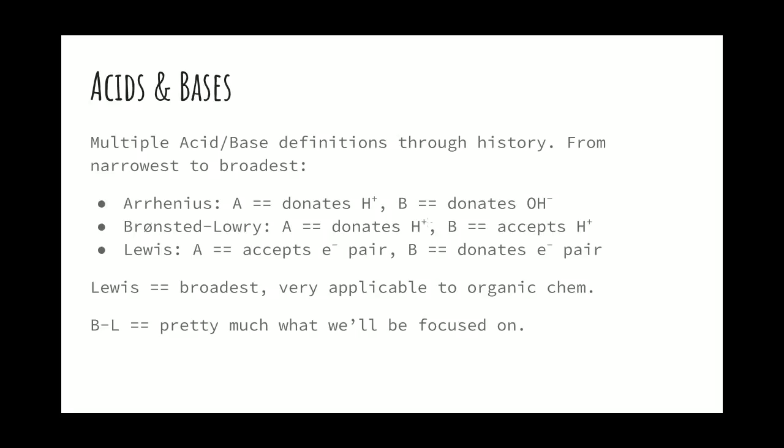The Lewis definition of acids and bases is kind of a radical departure from the Bronsted-Lowry and Arrhenius definitions, because it changes the focus entirely. It moves away from protons and instead moves over to electrons. So an acid, for Lewis, accepts a pair of electrons. Notice that reverses it. Arrhenius and BL said that an acid was a proton donor. For Lewis, it is an electron pair acceptor. And a base is the electron pair donor.